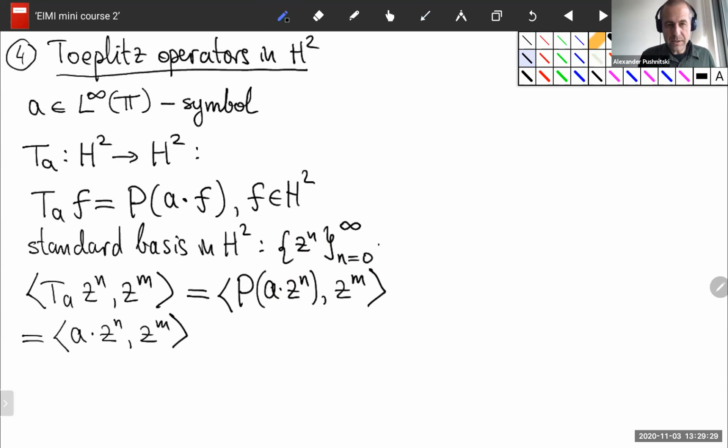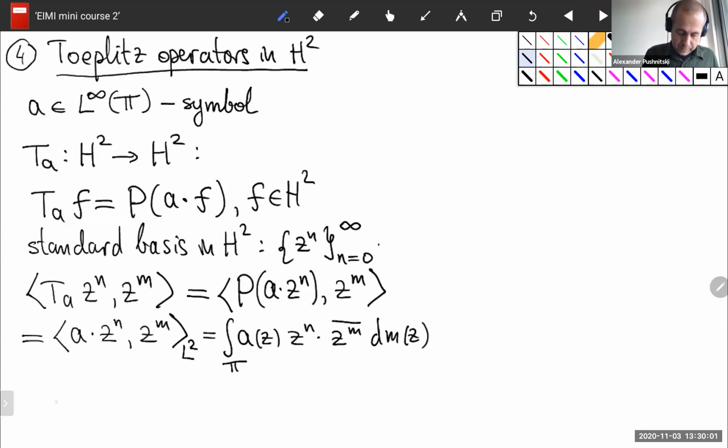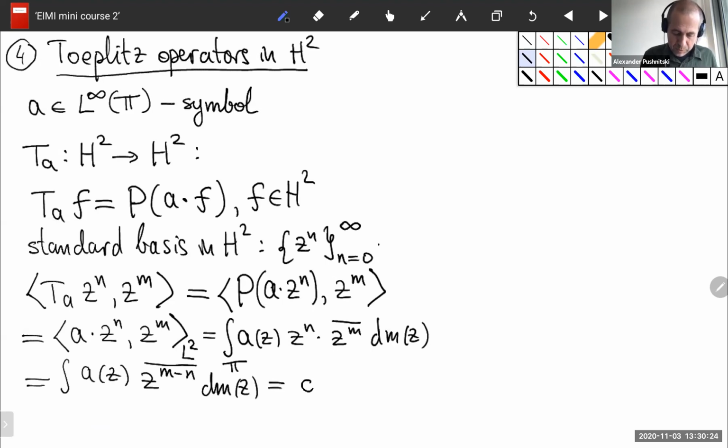Now I'm thinking of this as a product in L2, because H2 is a subset of L2. And so this can be written as an integral over the unit circle, where here is the Lebesgue measure. And so now I write this as Z to the M minus N bar. And so what we get is simply the Fourier coefficients of A of Z with the index M minus N.